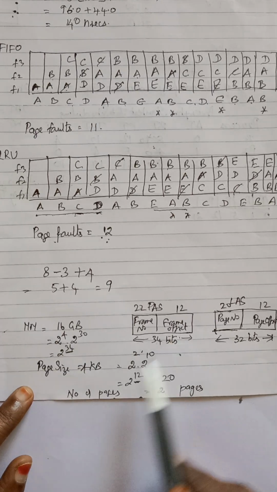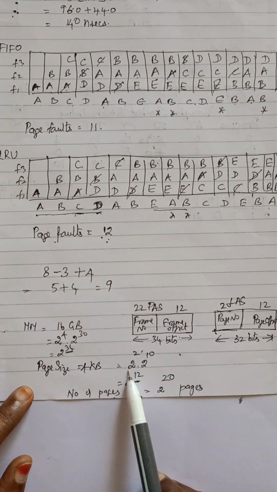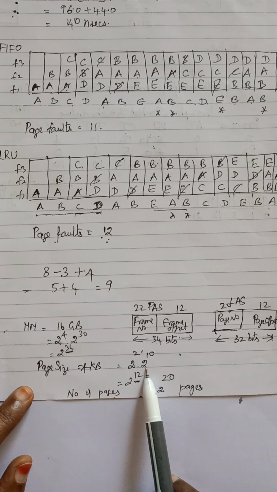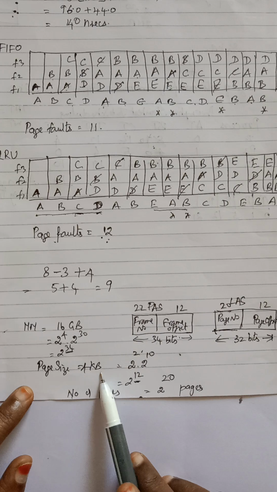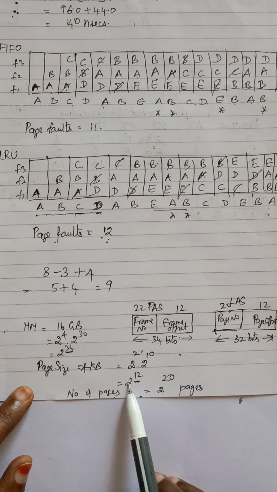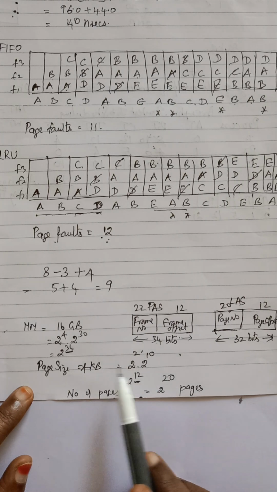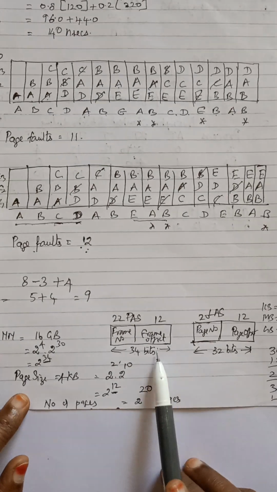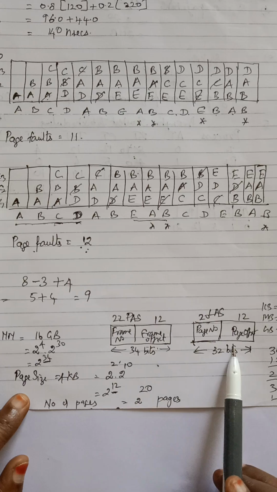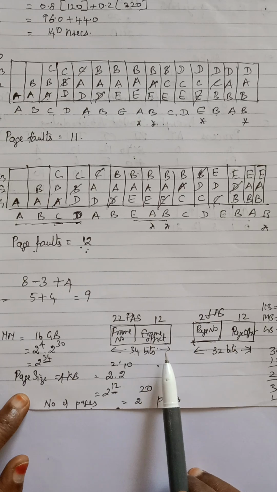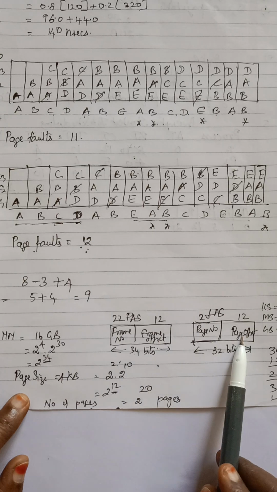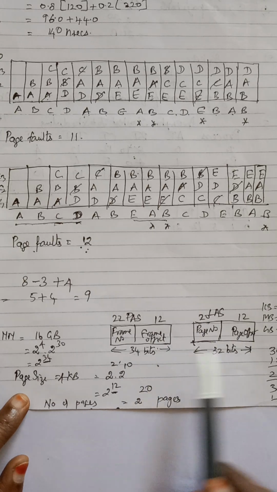Here the page size is 4 KB. Write it in the form of bits: 2 power 2 into 2 power 10, as it is KB, so that comes to 2 power 12. So 12 bits for the page size. The page offset is the page size, and the frame size is the same, so both have 12 bits. Page size and frame size are the same.